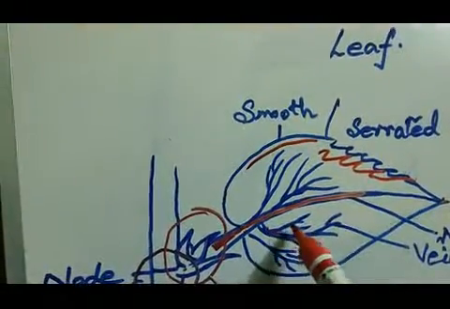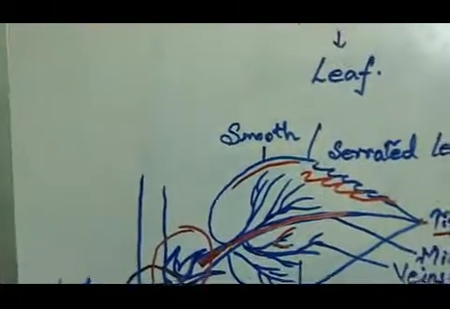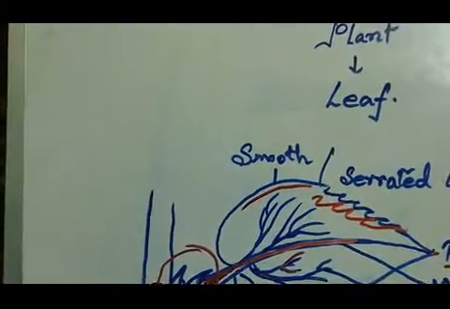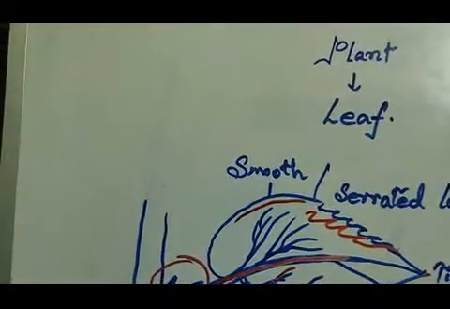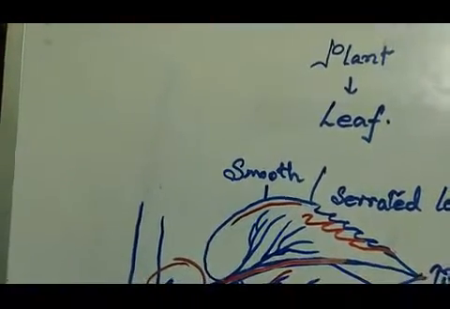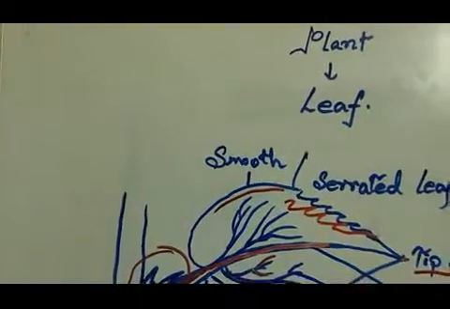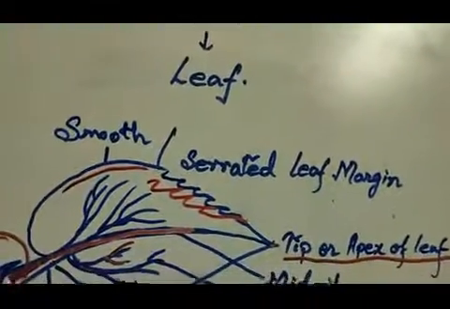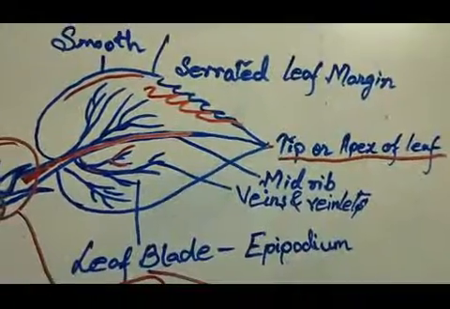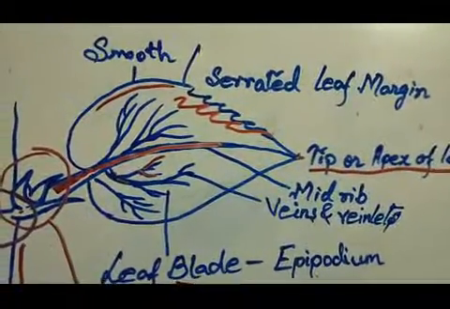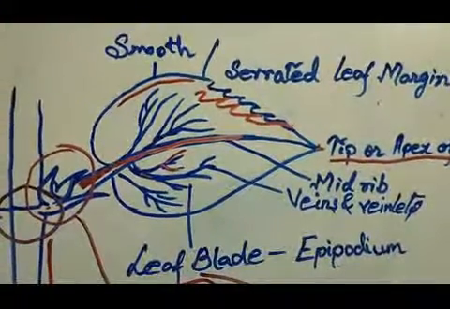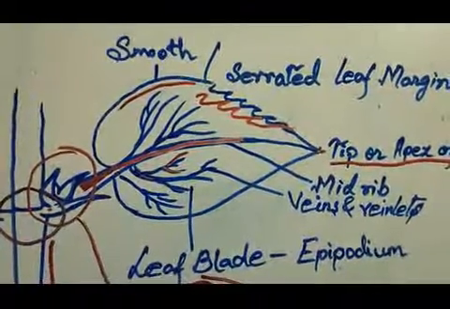Along with its lateral branches and the tertiary branches, it forms a network. The branches are called veins and veinlets, and this network of veins and veinlets and the midrib is called the venation. They are generally vascular tissues, xylem and phloem, and help in transport of material away from or towards the leaves.